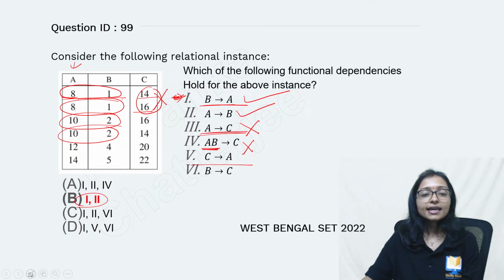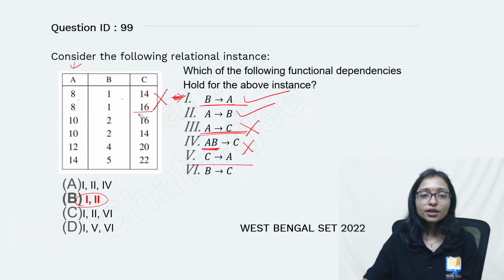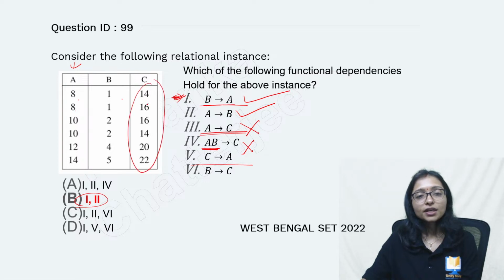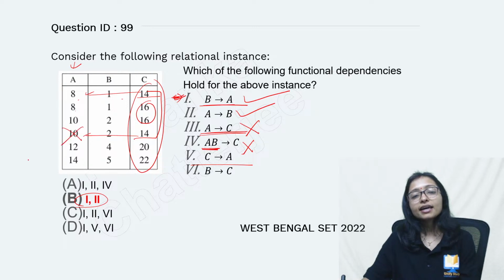C implies A. Is it holding? In the C column, check it. Is there any repetition? Here 16, 16. Here 14 and 14. So for 14 here is 8. For 14 here is 10. That is creating a confusion. That's why C implies A is wrong.